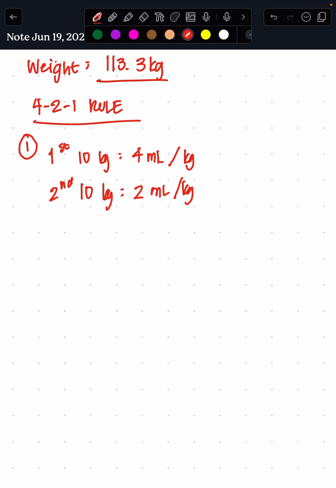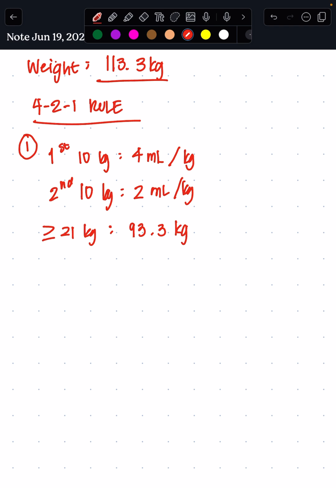And then the last but not the least is any weight exceeding 20, so 21 kilograms, up to the 113.3 kilos. So in other words, we just plug in 113.3 minus 20, which would be 93.3 kilograms in his case.